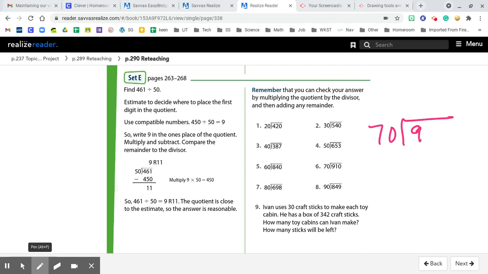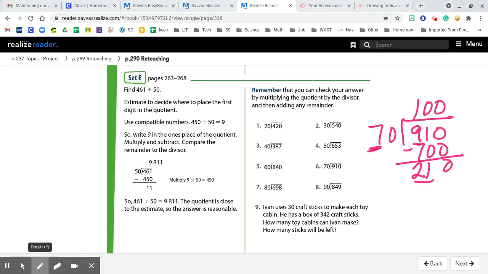70 goes into 910. I know that 7 does not go into 91 evenly, so I'm pretty sure I'm going to have a remainder on this one, but maybe not. We'll see what happens. Maybe not, because we have zeros in both. All right, so if you want to use front-end estimation, how many times can you take 7 out of 9? You could start with that. So you can do 100. Oh, look, it does go in evenly.